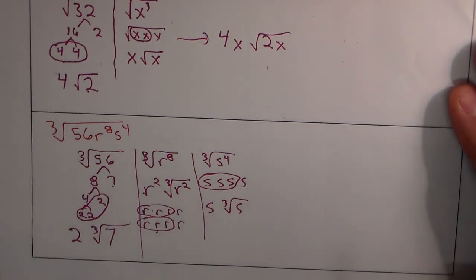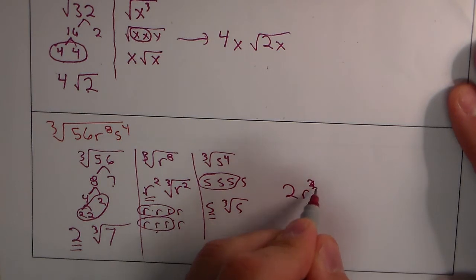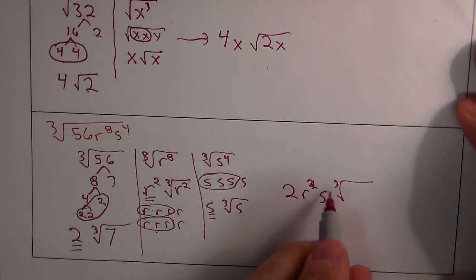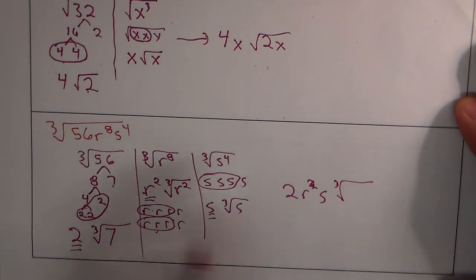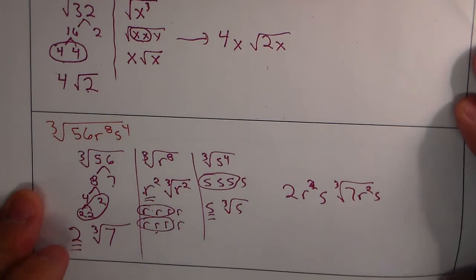So I've done them each separately, now I have to put them all together. I have my outside values, 2r squared s. I have my inside values, don't forget the cube root, 7r squared s. And then I've simplified this monomial.